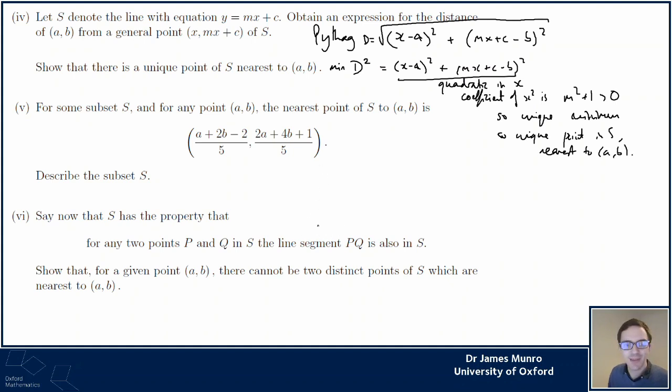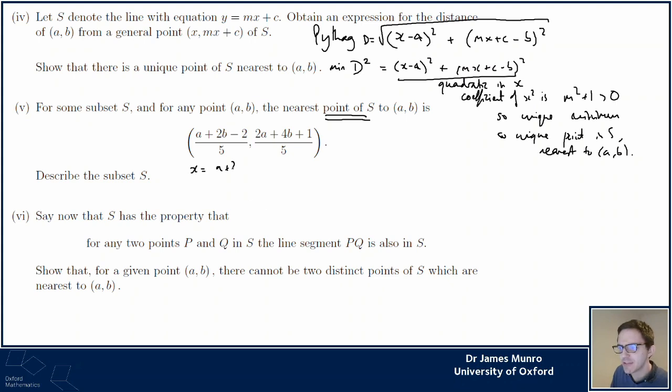Okay, part five flips this around and says, we're given a subset S, we're not told what it is, we're going to work out what it is. And we're told that for any point AB, the nearest point of S to AB is a point we're given here. We're asked to describe the subset S, which includes, I suppose, all of these points. As we change A and B, as we move AB around, we're finding different points of S. This rule is giving us some expression to say, as you move AB around, you find these other points to do with A and B. All of these points lie in S.